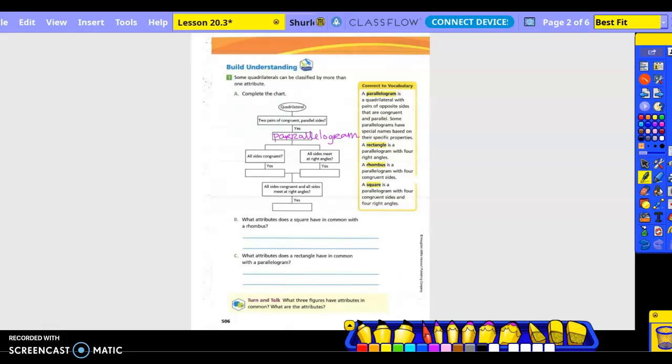All sides are congruent. They said yes, so that means it's a, what did it say for your vocabulary? A rhombus. Okay, all sides meet at right angles. They say yes. Square. So it can be a rectangle, okay, because a square can be a rectangle, right? So that's within that. All sides are congruent and all sides meet at a right angle.